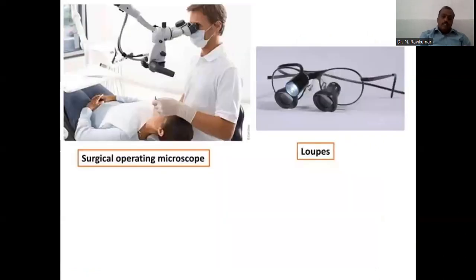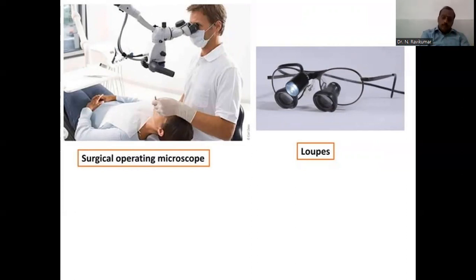Okay. What are the latest equipments? So one is the loupes, another one is the microscope. Sometimes it is very difficult to locate the canals with the naked eye. At that time we can go for loupes. Nowadays the loupes come along with an LED light also. So instead of using the dental chair operating light, you can use this LED light to locate the canals. If you want higher magnification, you can go for a microscope also.